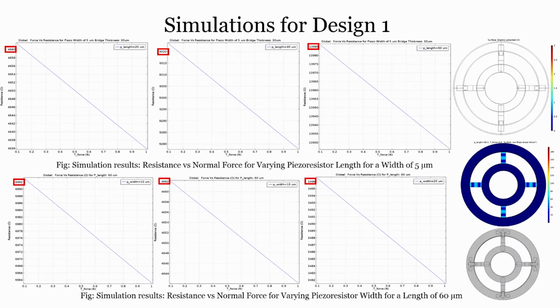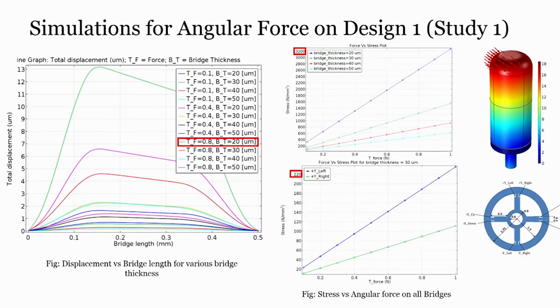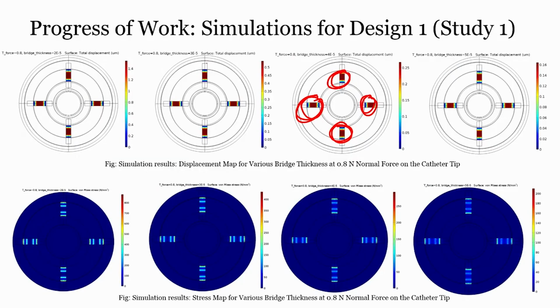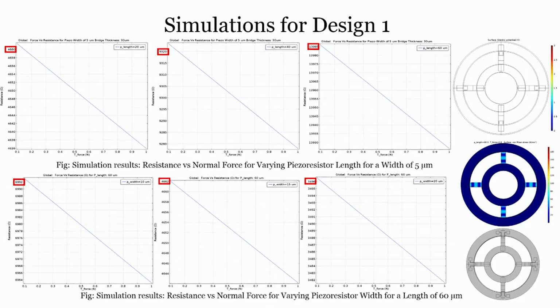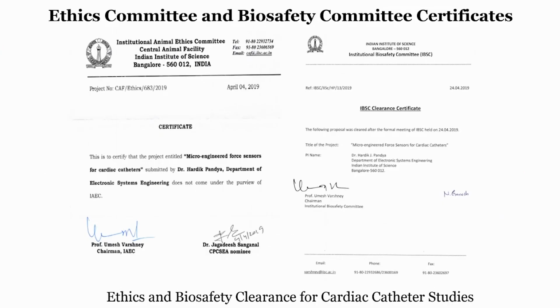If I look at the simulation results for the piezoresistor length, the first one was about the bridge, right? What is the bridge thickness, bridge length. The second one is what is the piezoresistive thickness, piezoresistive length and width. So for a line width of 5 microns and for a line width of 60 microns, how does the resistance versus normal force change for a given piezoresistor? These are all simulation results that we have done, and you can see.